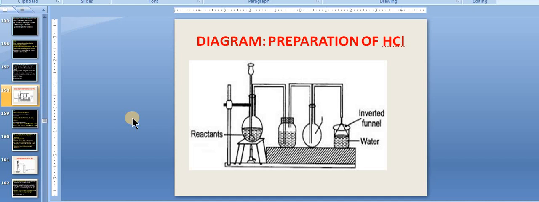I want to know from you, what is the role of the empty flask here? What is the role of the empty flask? Back suction device. No, that is fine. So if we say back suction, now the inverted funnel is also there for back suction.